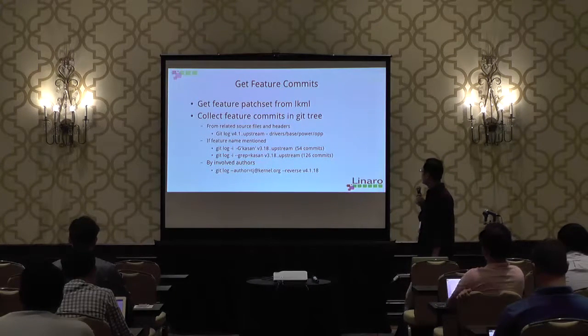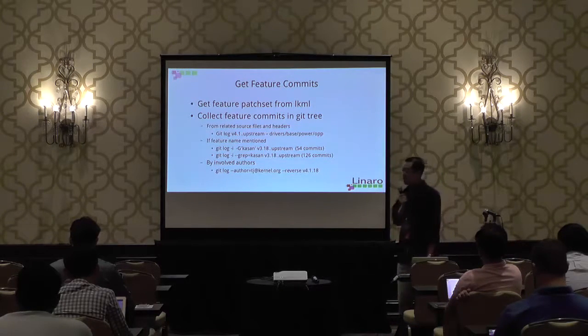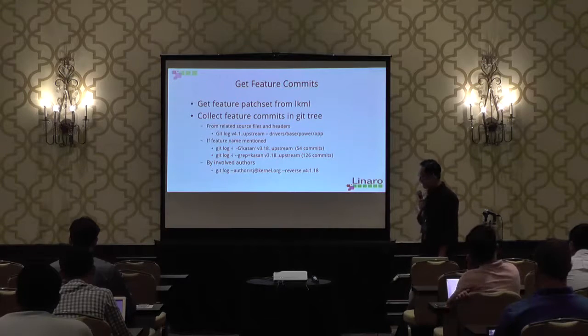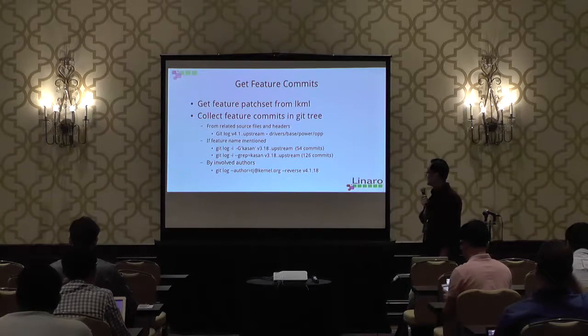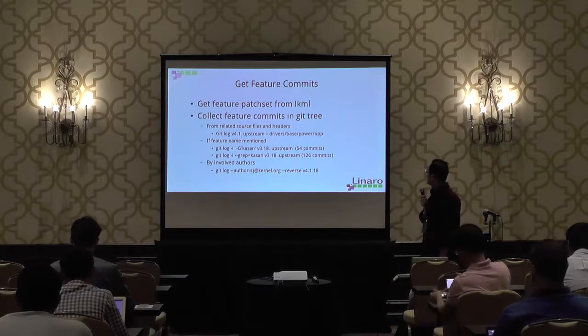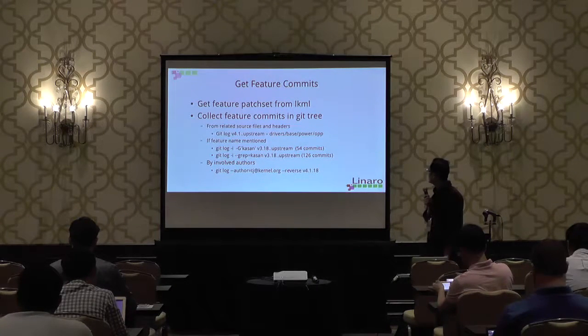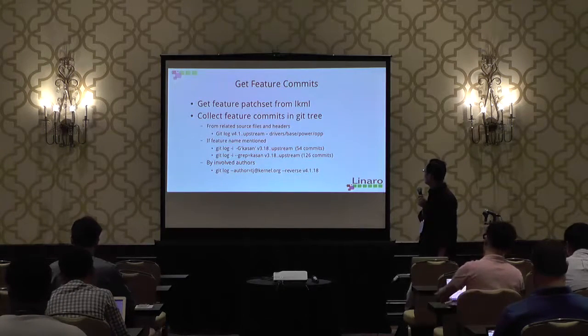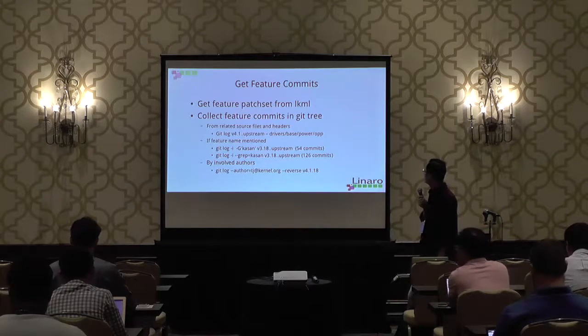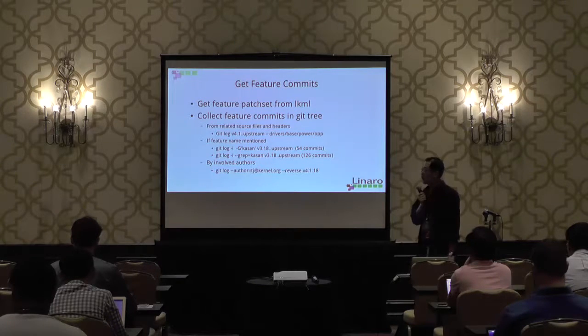So there's still another way, that is if you know who is the author of that feature, you can search by the author name to see if there are any other feature commits that haven't been mentioned, or that touch something maybe outside of the source file. Anyway, you can use all three kinds of ways to collect as many of the possible commits you need to backport as you can.